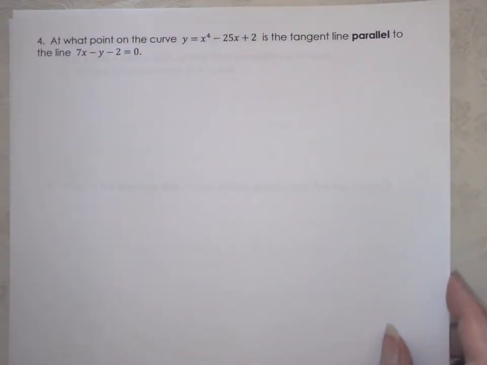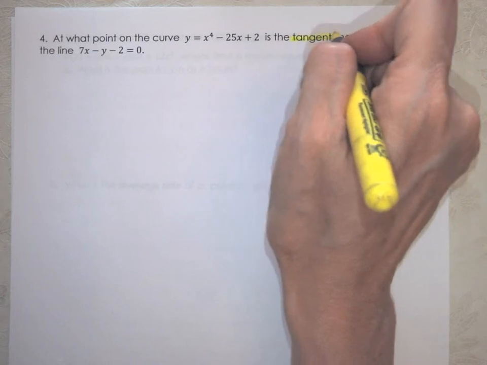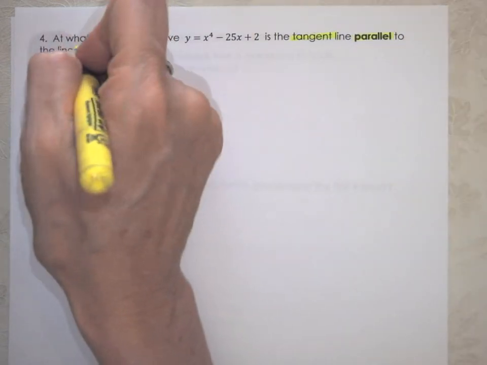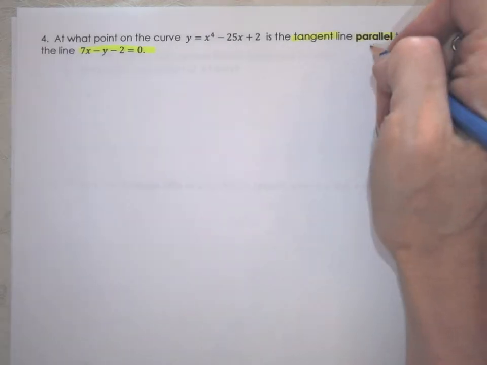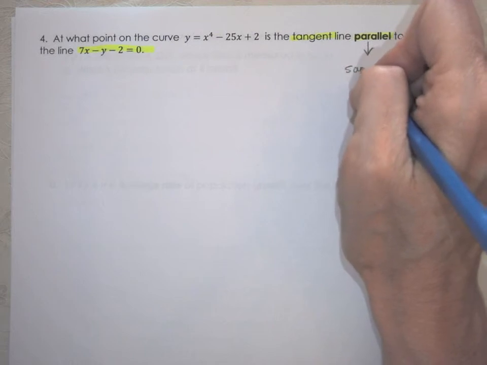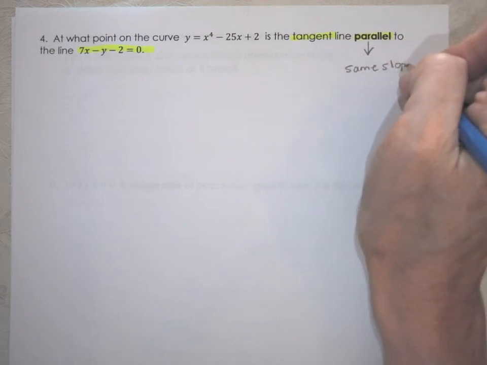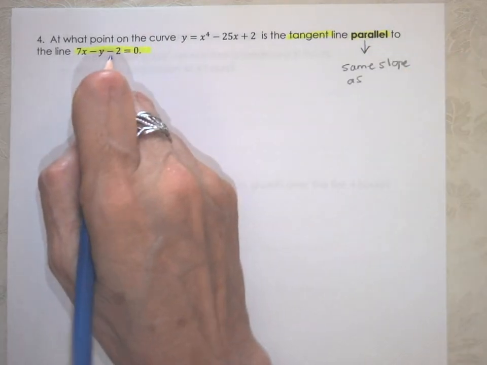All right, our next question. At what point on the curve y equals x to the fourth minus 25x plus 2 is the tangent line parallel to the line 7x minus y minus 2 equals 0? So we want the tangent line to be parallel to this line. So back to grade 9, when we were talking about parallel lines, parallel means same slope. So where does the tangent line have the same slope as this line here?